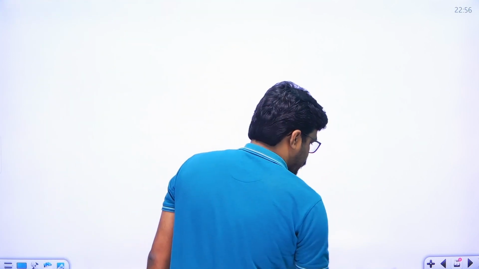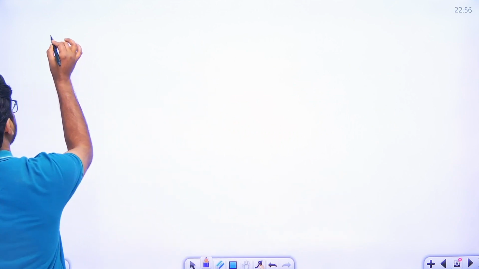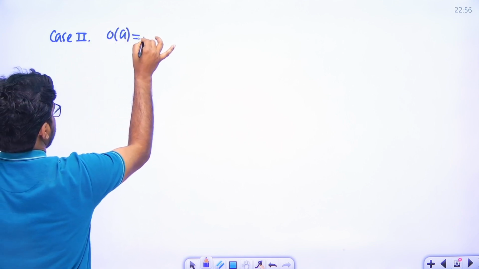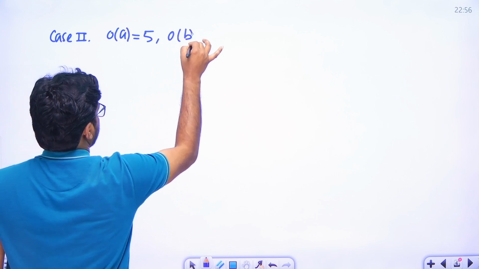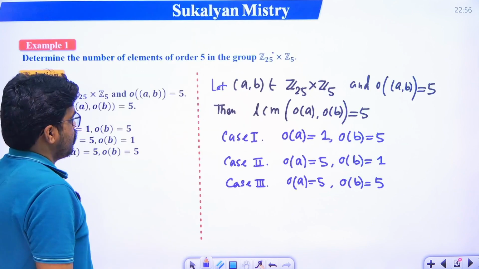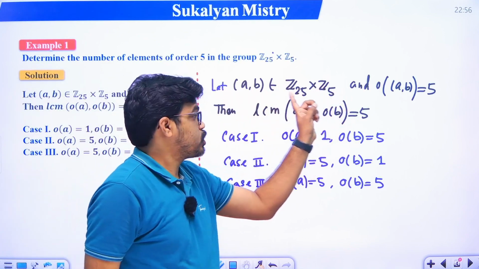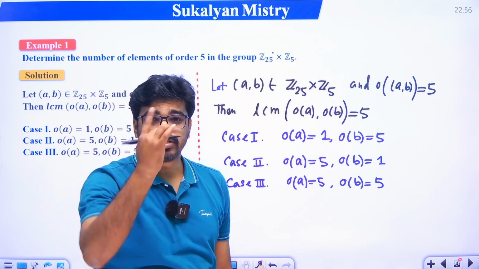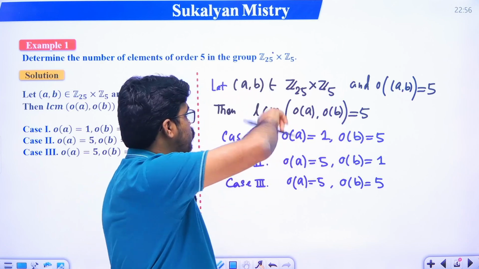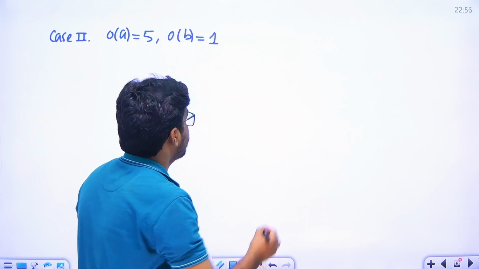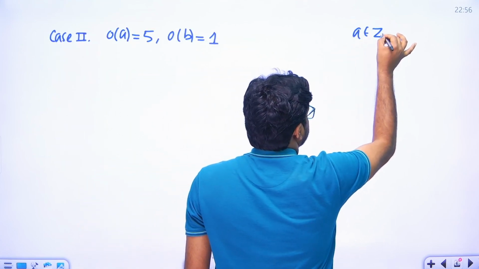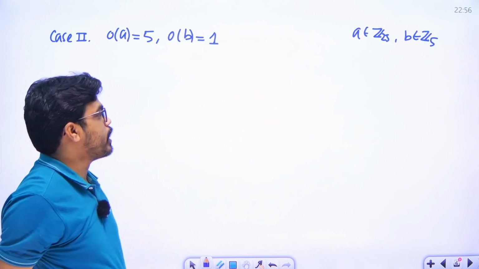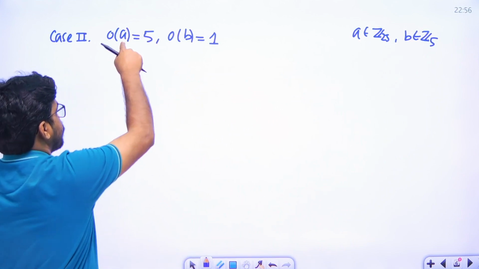So case 2: order of A is 5, order of B is 1. Just see, A comma B belongs to Z25 cross Z5. That means A is an element of Z25, B is an element of Z5. It should be noted that A belongs to Z25, B belongs to Z5. Okay. So the order of A is 5.